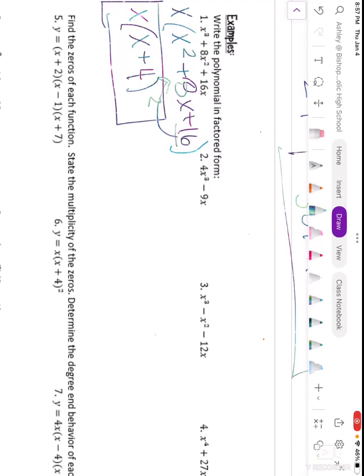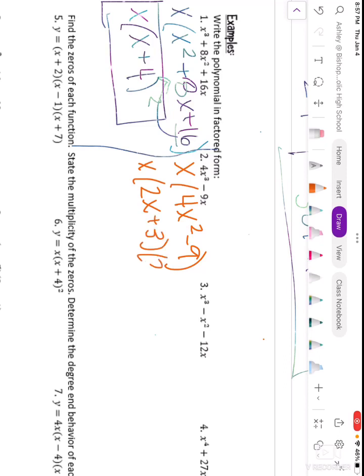On 2, taking out our greatest common factor, these both have an x, so I'll factor out an x, and I'm left with 4x squared minus 9. Now to factor these, this is a difference of squares. These are both perfect squares. So the square root of 4x squared is 2x, square root of 9 is 3. So we'll have 2x plus 3, 2x minus 3. We can't do 2x plus 3 squared. They need to be opposites. One's 2x plus 3, one's 2x minus 3.